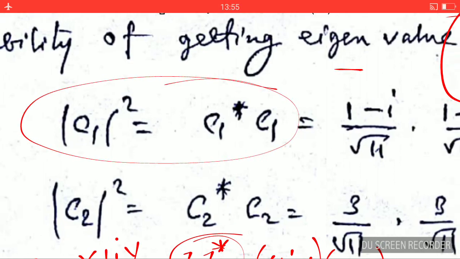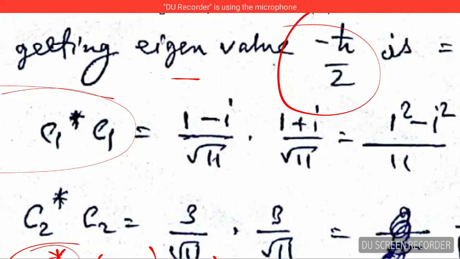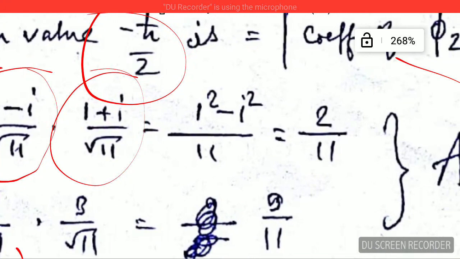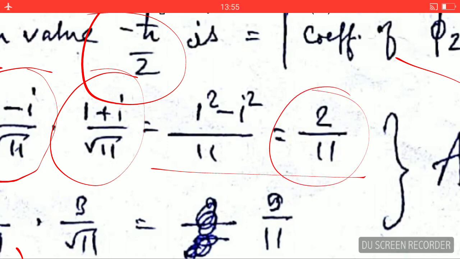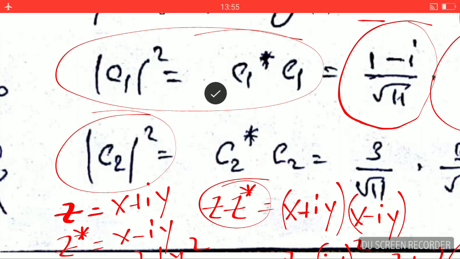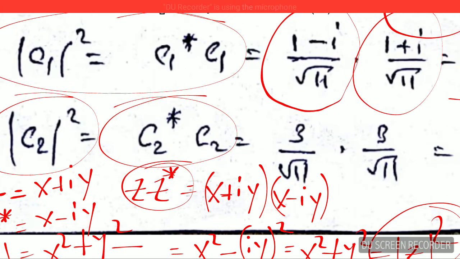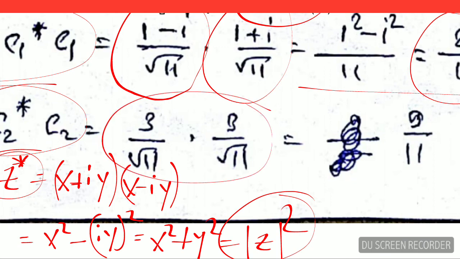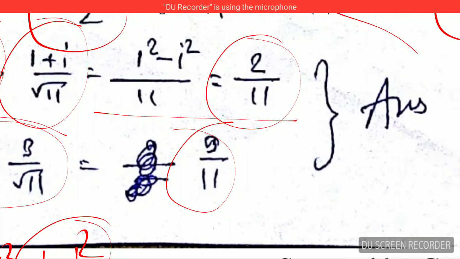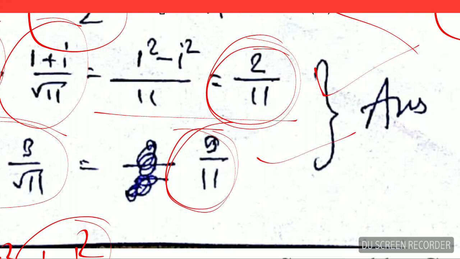So I'm just plugging the values. I have taken the conjugate of the complex number and multiplied it with that complex number, and on solving I get 2 over 11. Let's now find out this other quantity. It is solved in a similar fashion, and on plugging the values and solving I get 9 over 11. So I got 2 over 11 and 9 over 11 as the probabilities, which is my answer, which I already told you.